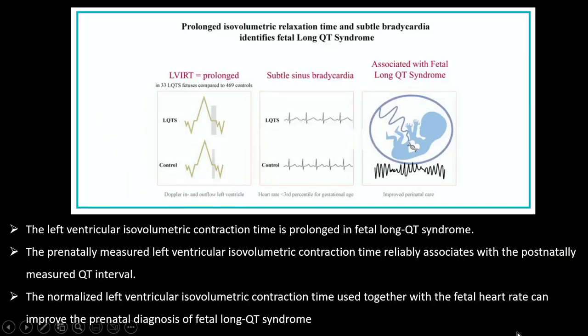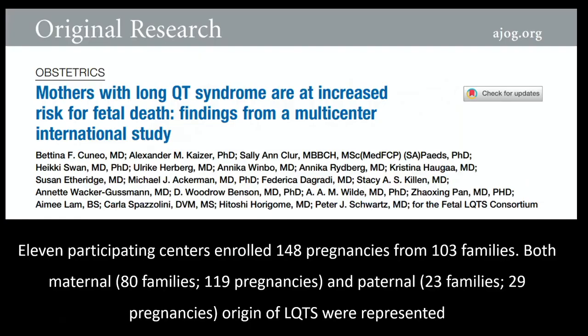So here there are several documentations of that phenomenon, and there is hope that when we have a patient with sustained sinus bradycardia, we need to pay attention to that parameter. Ideally, together with the heart rate, that will help us identify those patients who are at high risk for long QT, offer them testing, and that would result in improvement in the prenatal diagnosis of this condition.